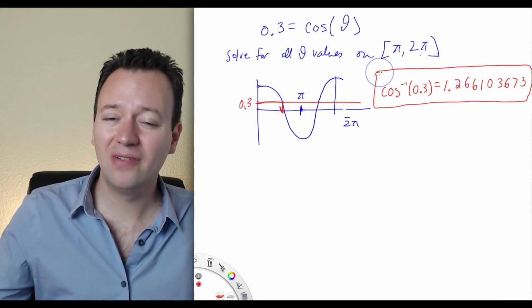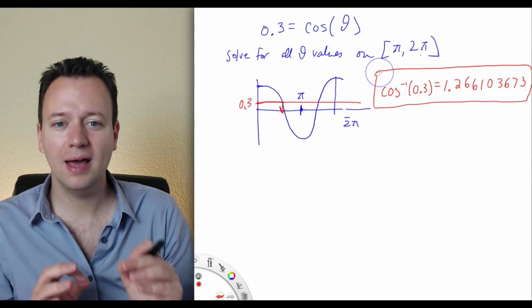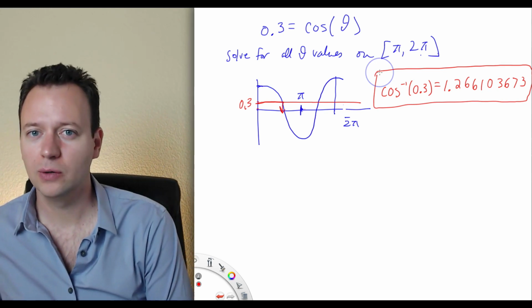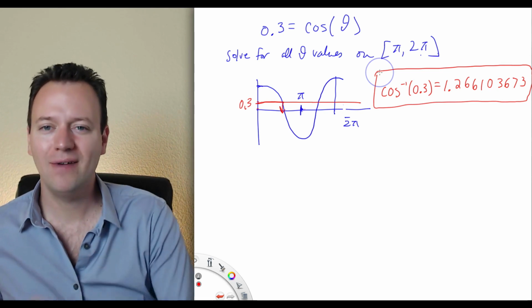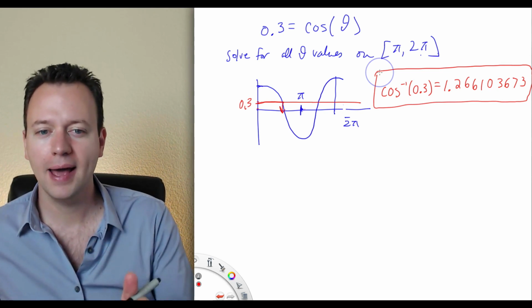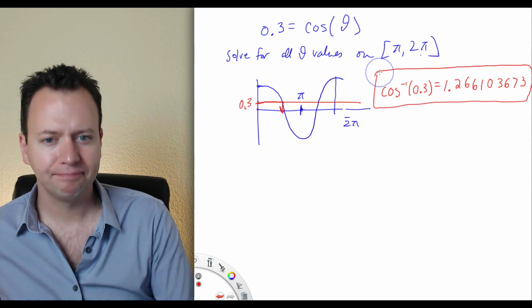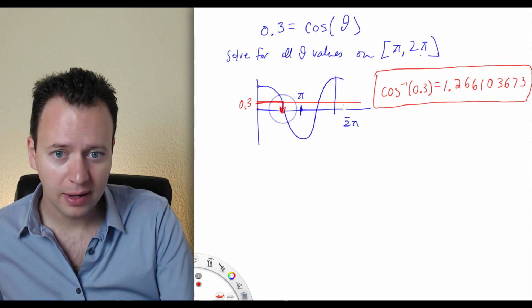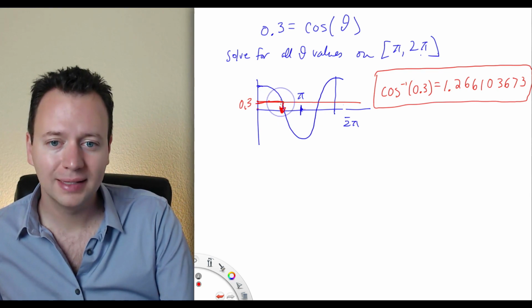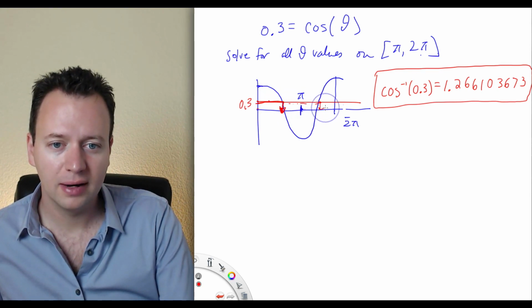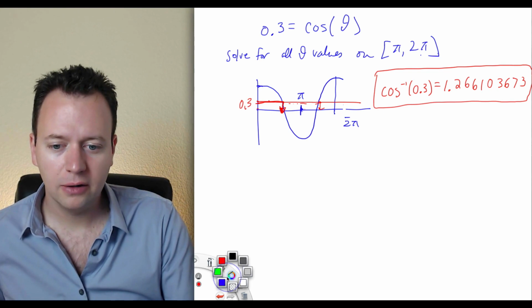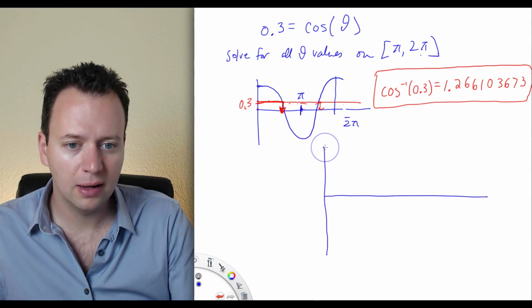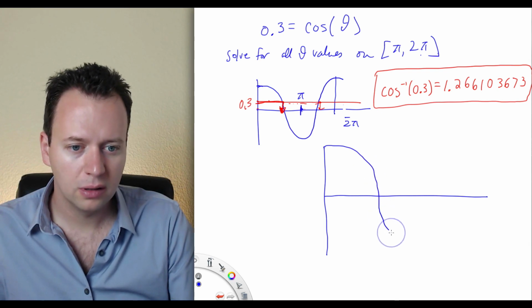So that's not the value I'm looking for, because I'm looking for a value of theta such that cosine of theta is equal to 0.3, and that value of theta lies between pi and 2 pi. So this has given me this value of theta right here, whereas I wanted the value of theta up here.